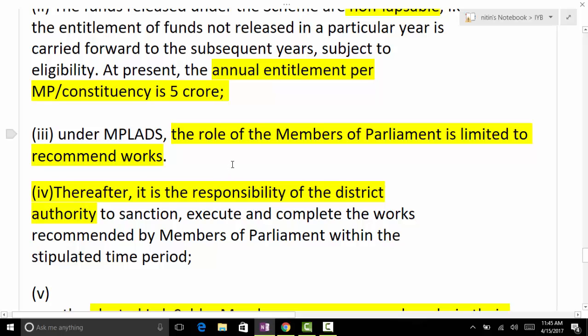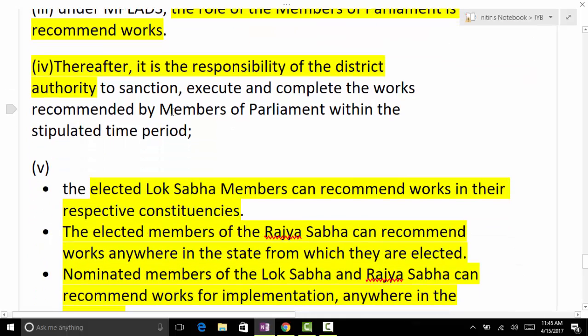Then the role of the MP is limited to recommendation of works only. The implementation work is actually done by the district authorities under the charge of the DM. So the district authority has the responsibility to sanction, execute and complete the works recommended by the MPs. So the MP's work is limited to the recommendation of the work. Okay, what kind of work the MP wants to bring into that local area. So who has the major responsibility in implementation?